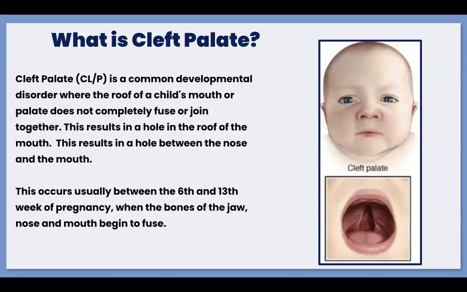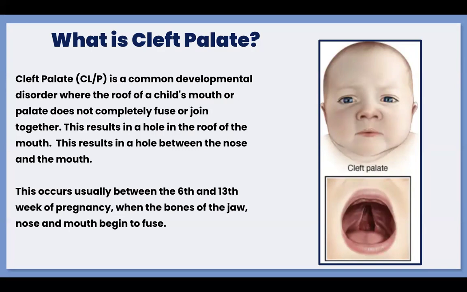So what exactly is cleft palate? It is a very common developmental disorder where the roof of a child's mouth or palate does not completely fuse or join together. This results in a hole in the roof of the mouth, and this hole is between the nose and the mouth. Oh, and cleft lip, sorry, is the hole between the nose and the mouth. But this presentation will be mainly focusing on cleft palate. And this occurs normally between the 16th and 13th week of pregnancy when the bones of the jaw, nose, and mouth begin to form together.